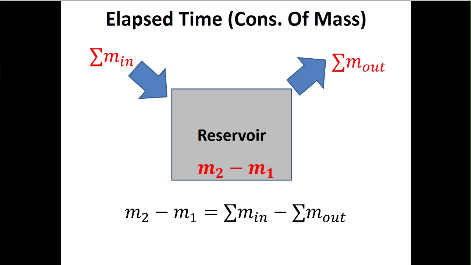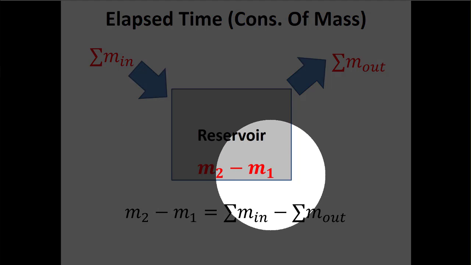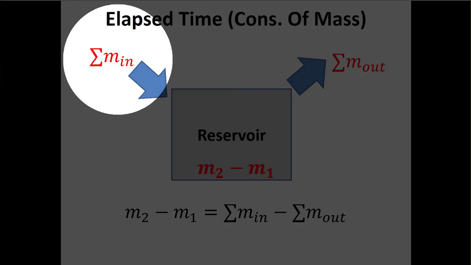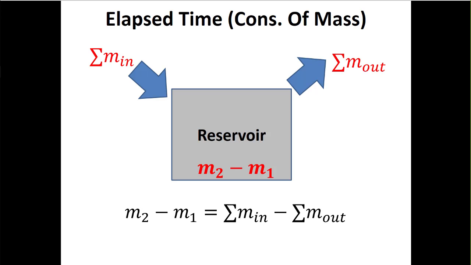But if we do that, we can look at this and say that the mass at the end minus the mass at the beginning is equal to all the mass that comes in minus all the mass that goes out. So we're told how much volume is there at the beginning, and we're trying to find how much volume is there at the end.